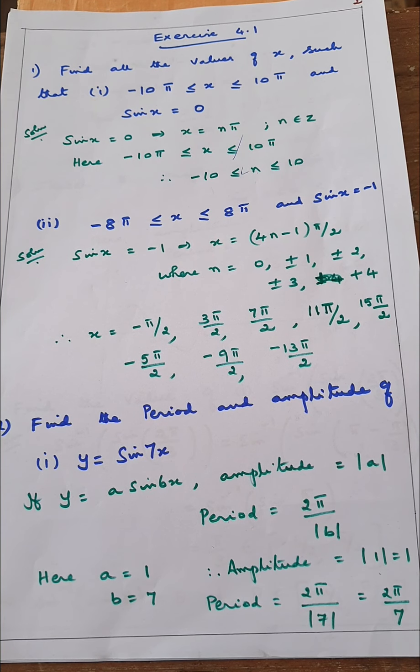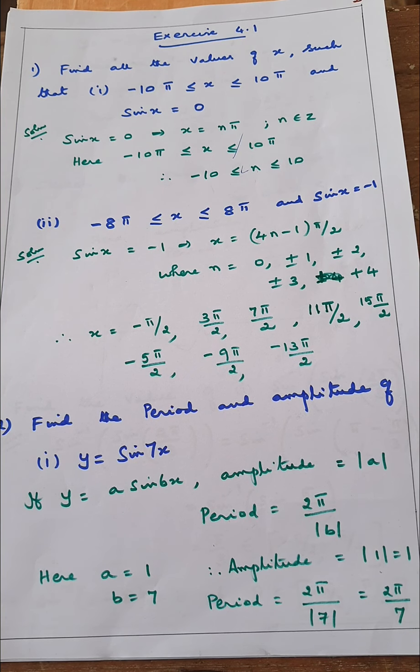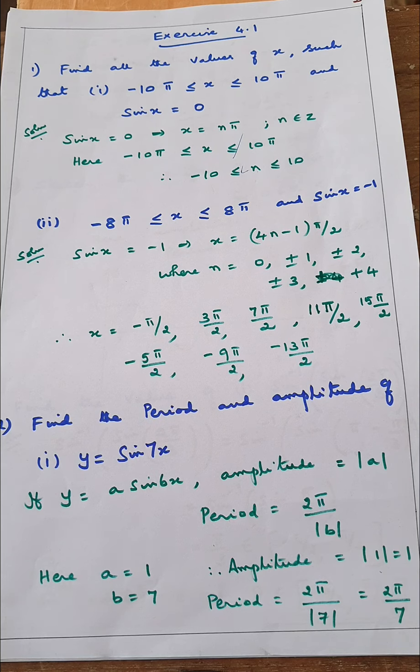We will now pass on to problems from exercise 4.1. Problem number 1. Find all the values of x such that minus 10 pi less than or equal to x less than or equal to 10 pi and sin x is equal to 0. So we have to find the values of x satisfying these two conditions.